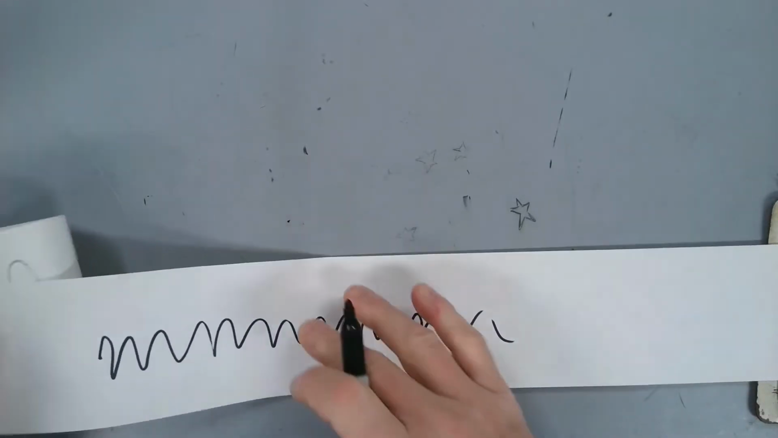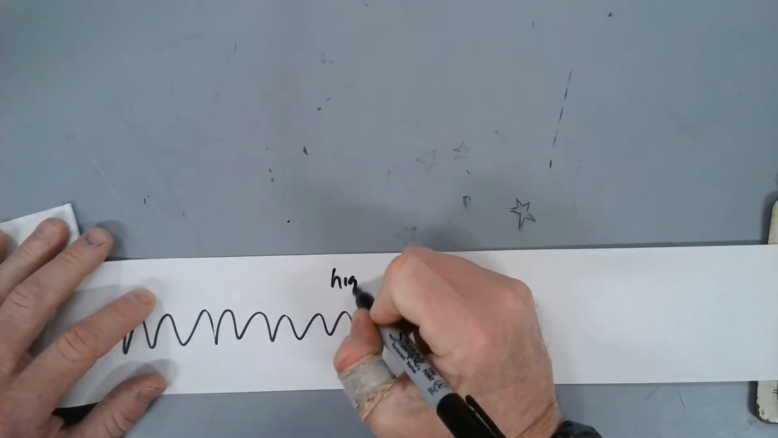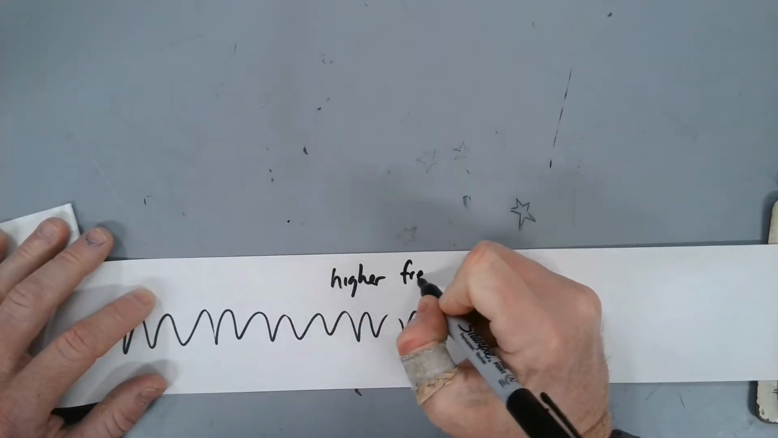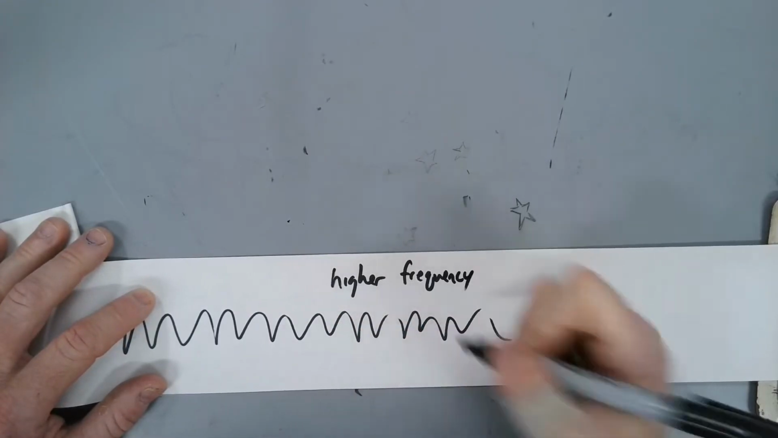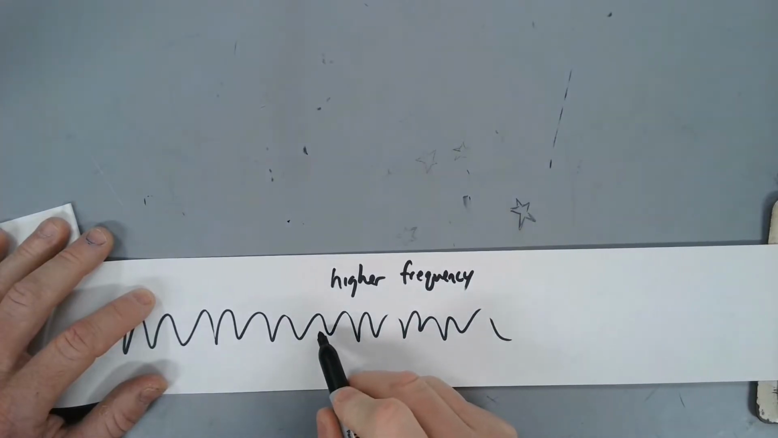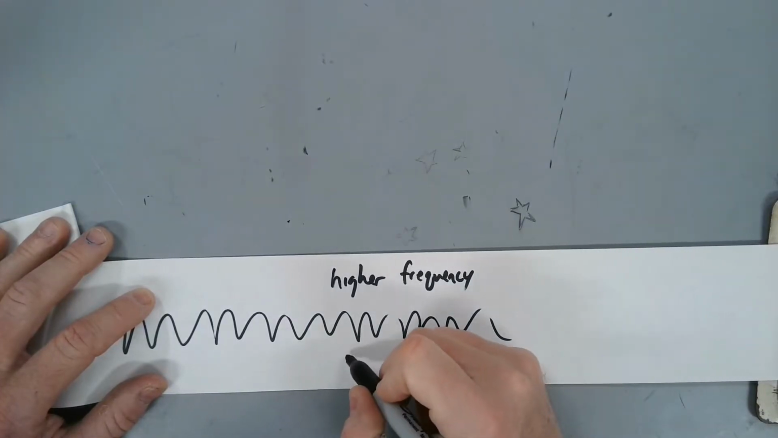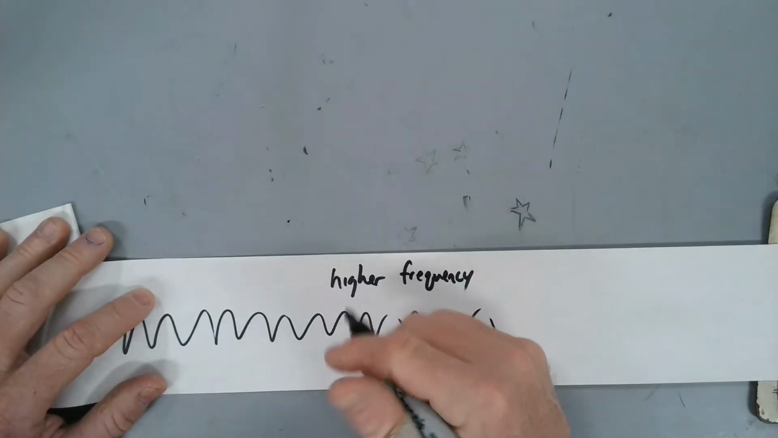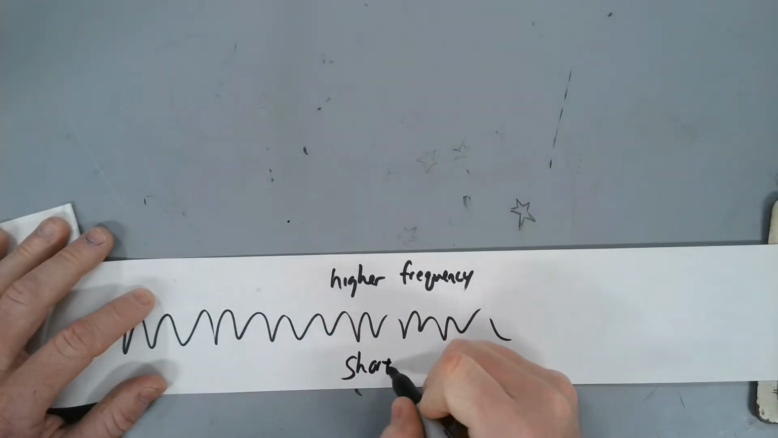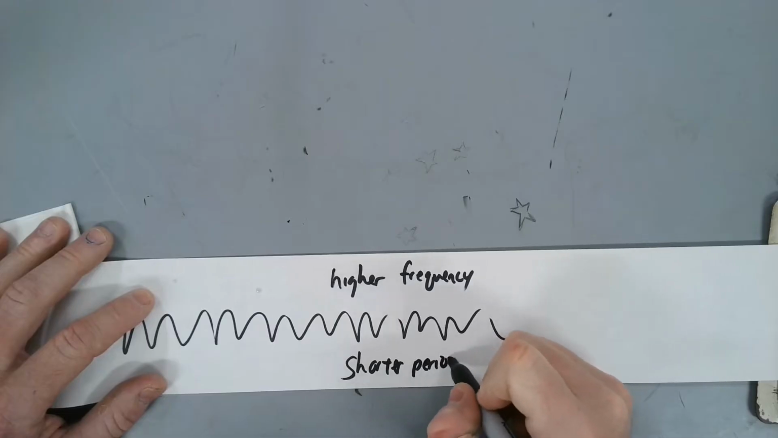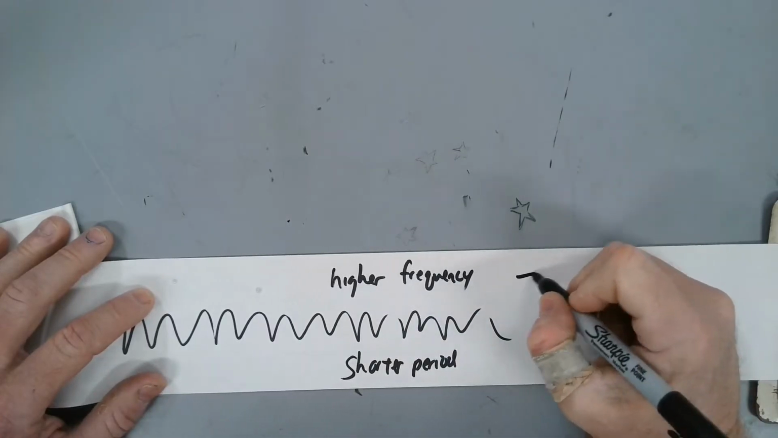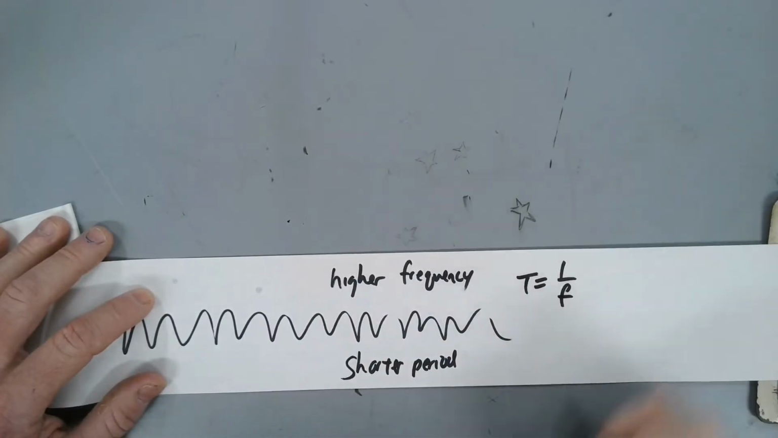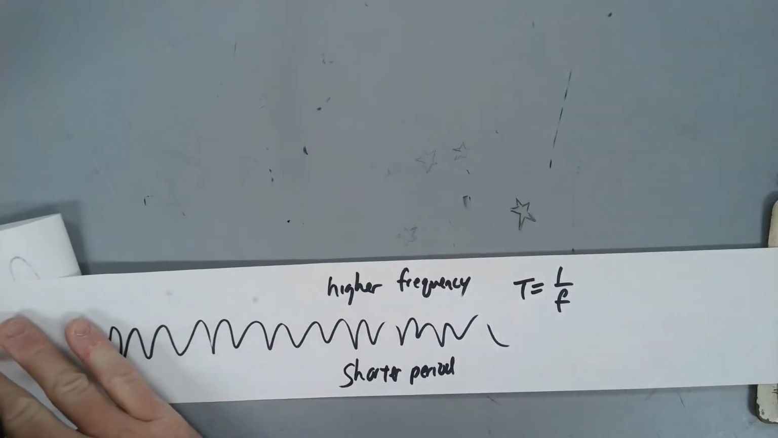So what we have here is a higher frequency because we see the waves are more frequent. Well, how do we get the higher frequency? I was making a shorter period. And we know this to be true because period is 1 over the frequency. So as one increases, the other has to decrease.